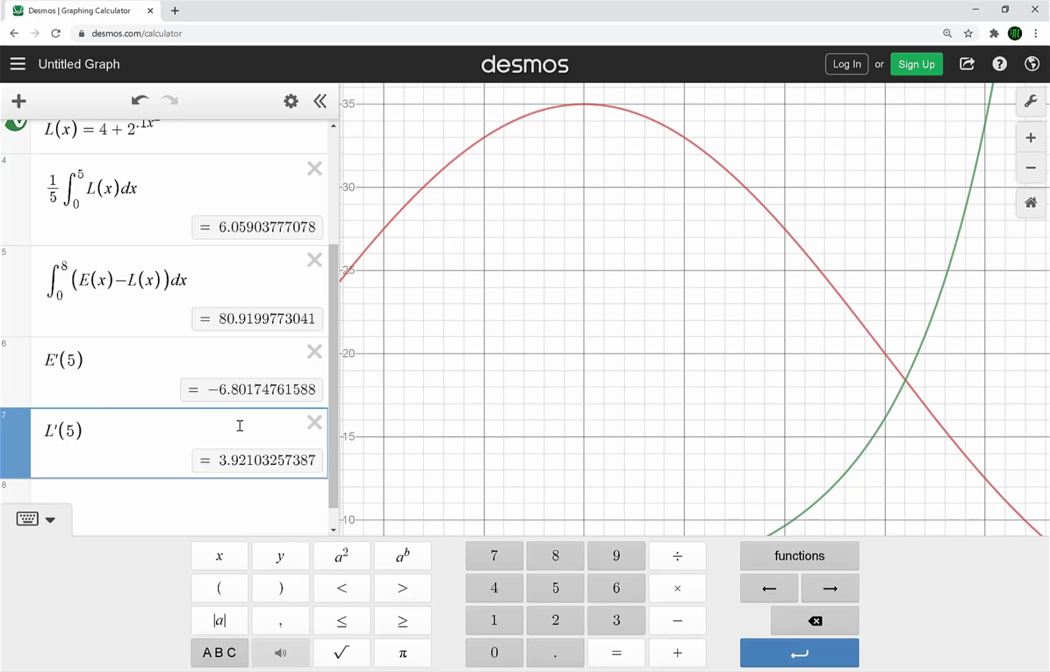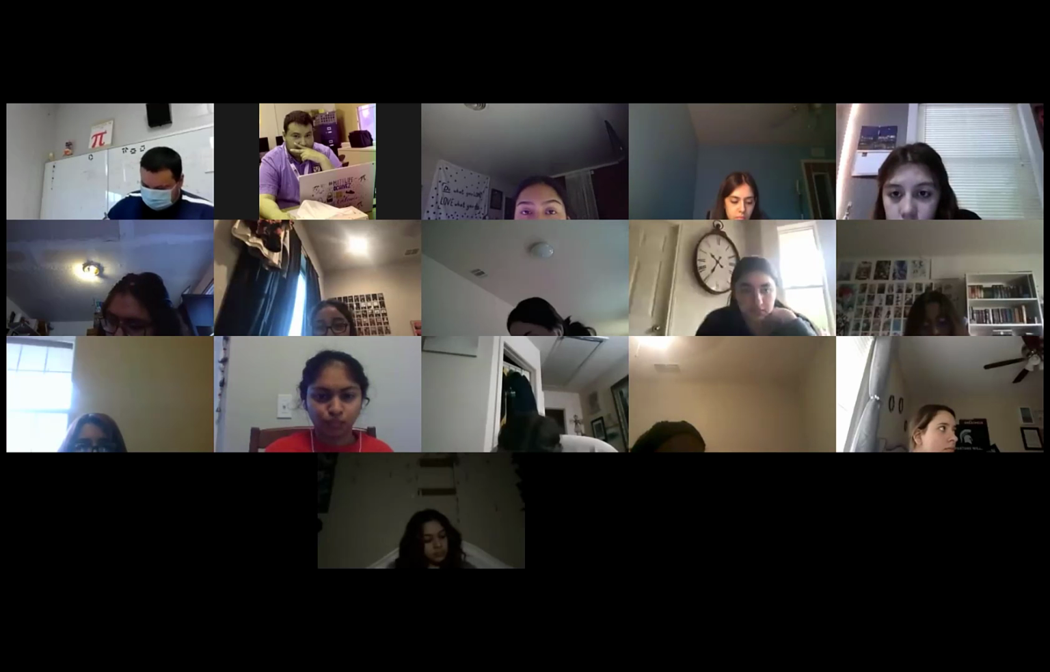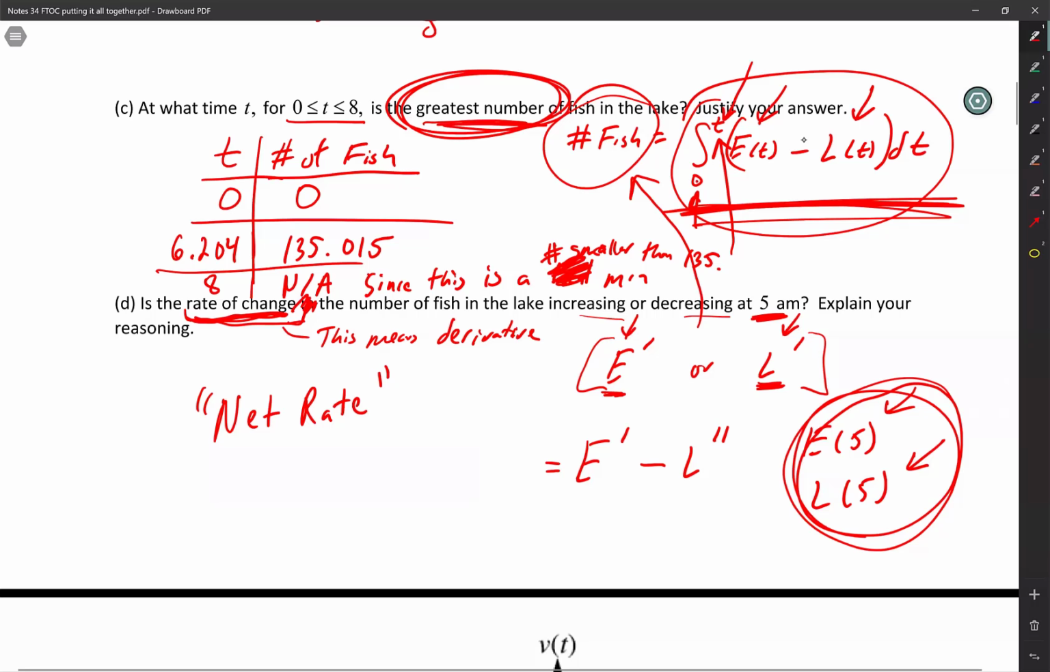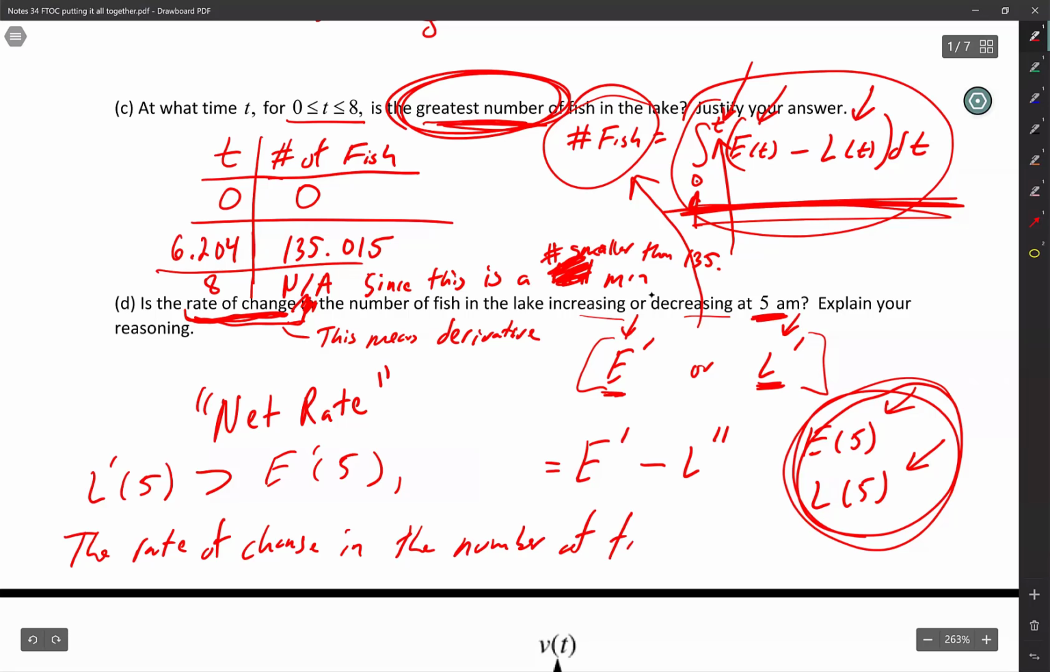So because that is true, what is my justification? I would write those numbers down. Sorry there, guys, I already lost it. L prime of 5, I already forgot what that number was, but I know for a fact it's larger than E prime of 5. Because of this statement, the rate of change in the number of fish is decreasing.